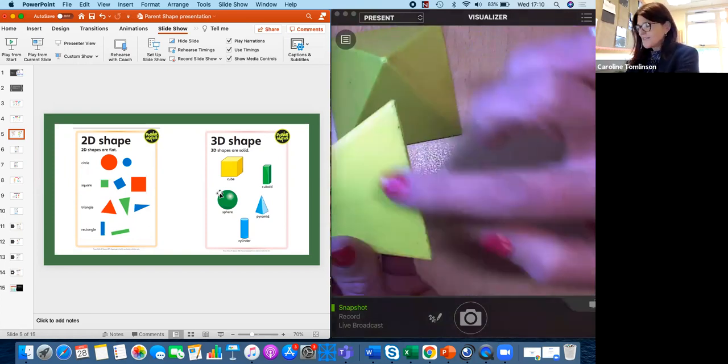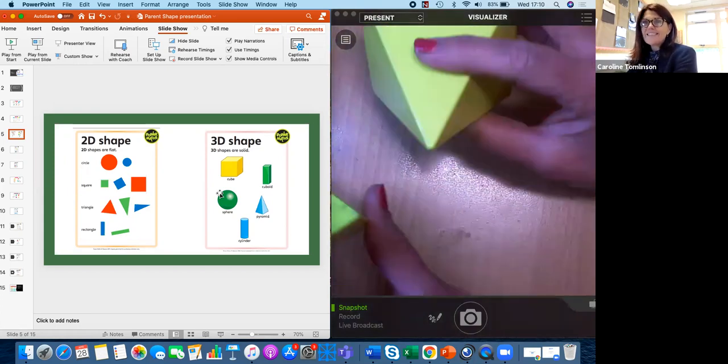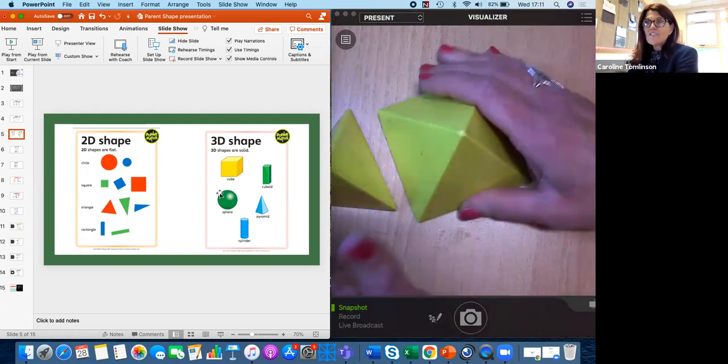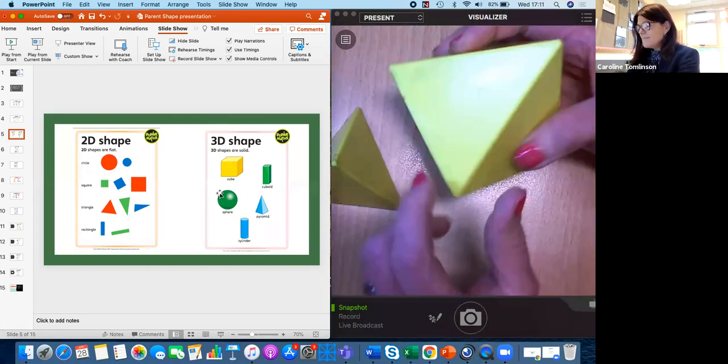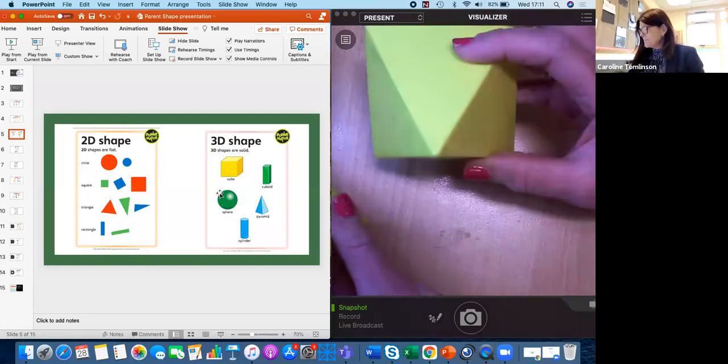But all my faces are triangles. I nearly caught myself out then. So they're our pyramids. Maybe less likely to see in real life, the pyramid structure, unless you went to the Louvre maybe. But they're often quite fun to see if you can point those out.